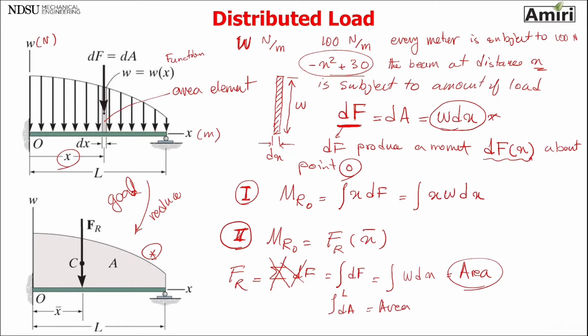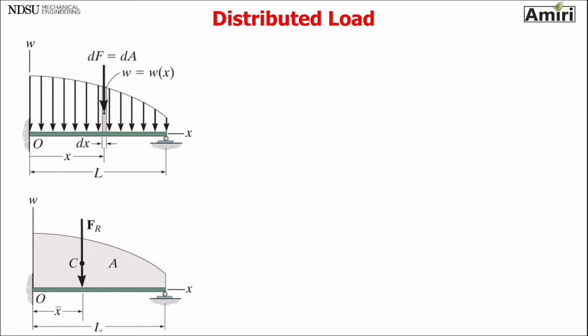So let's put FR back up here. So FR is now integral of x bar w dx. Both of these are equivalent, the same moment. So let me write it here quick. I have MR equals integral of x bar w dx, which is, and this is linear, x w dx.